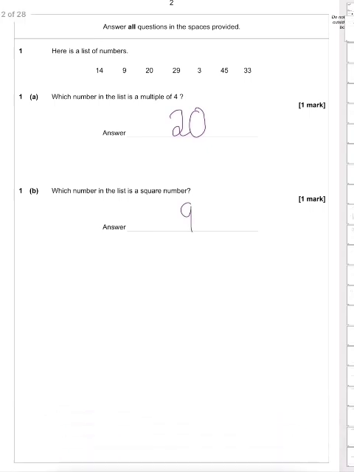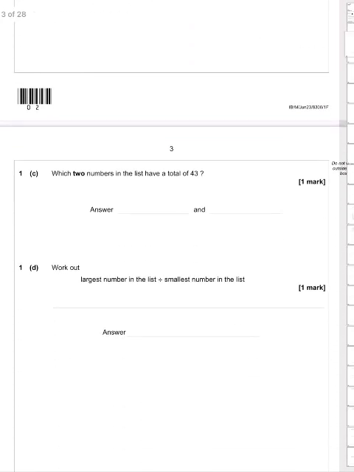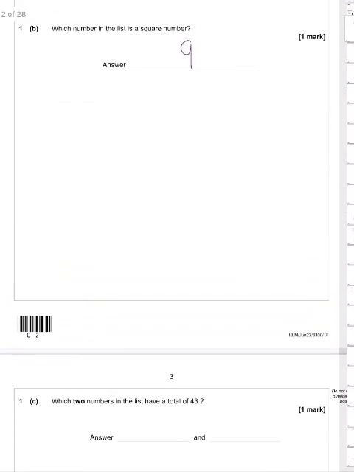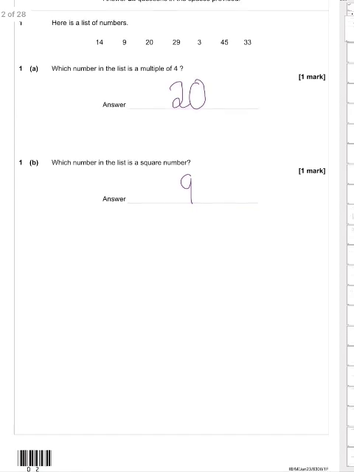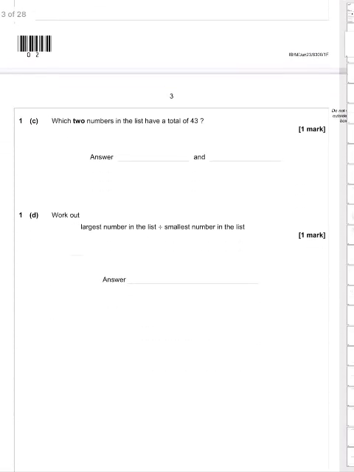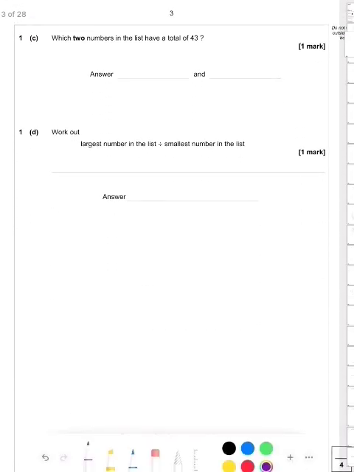Now you'll find on paper 1 the first few questions are really straightforward, nice 1 markers. Question 1C, which two numbers in the list have a total of 43? So if we go back and look at those numbers, from that list we can see that the number 29 and the number 14 added together would make 43. So if we just pop that in there.